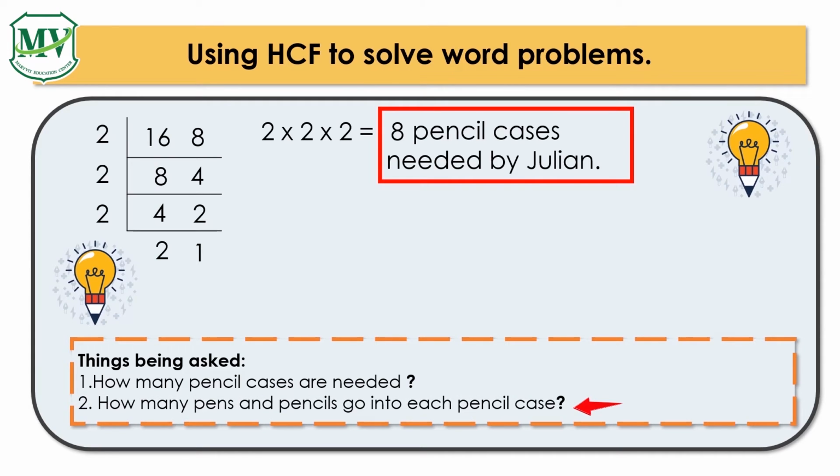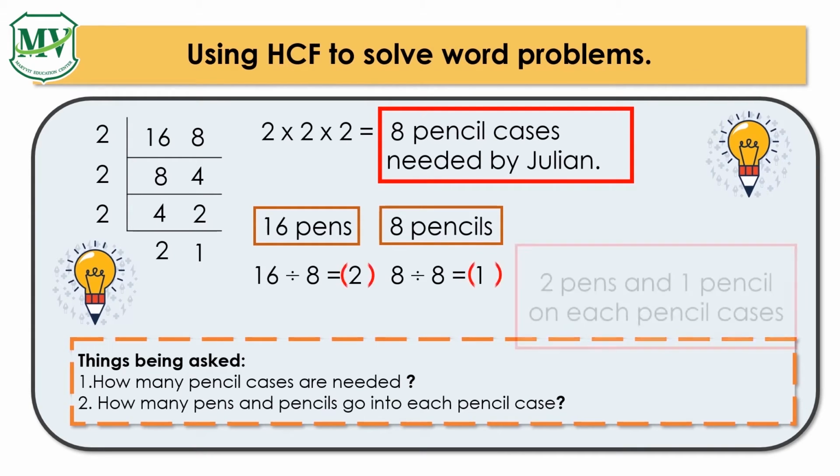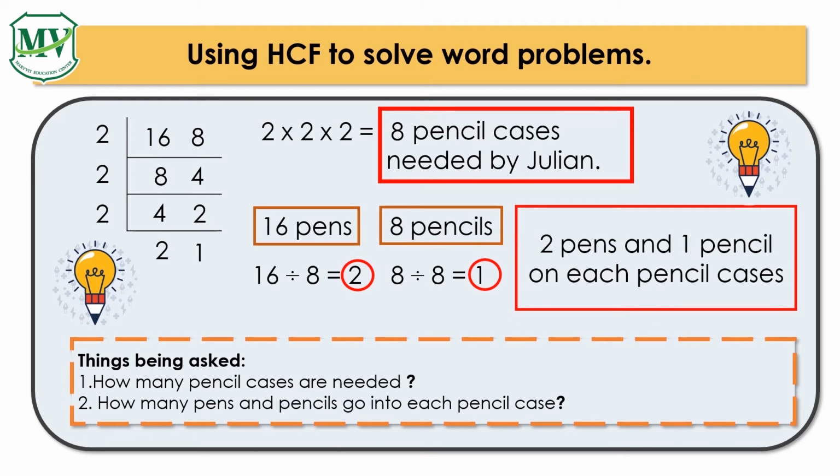How many pens and pencils can we put in each pencil case? We have 16 pens and 8 pencils. Let's divide it to 8. 16 divided by 8 is 2, and 8 divided by 8 is 1. Therefore, there will be 2 pens and 1 pencil in each pencil case. Did we answer the 2 questions? Brilliant learners!